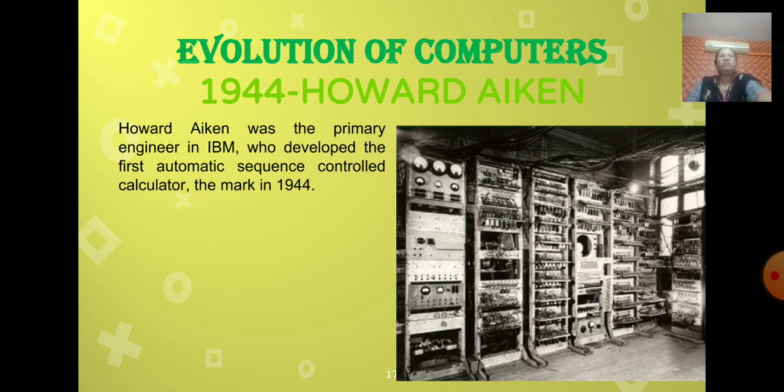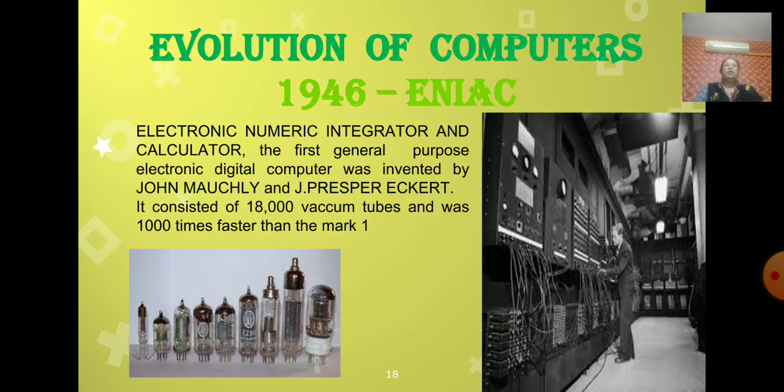So then 1946 onwards, that is the electronic era, the era of electronic devices. Now we come to the electronic device, that is ENIAC. In 1946, the Electronic Numerical Integrator and Calculator, the first general purpose electronic digital computer, was invented by John Mauchly and J. Presper Eckert. It consists of 18,000 vacuum tubes.